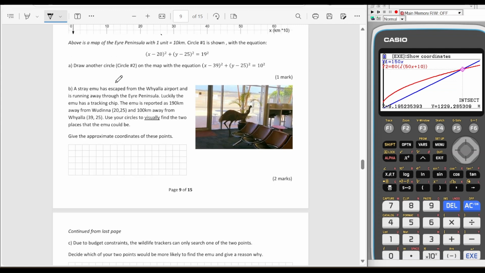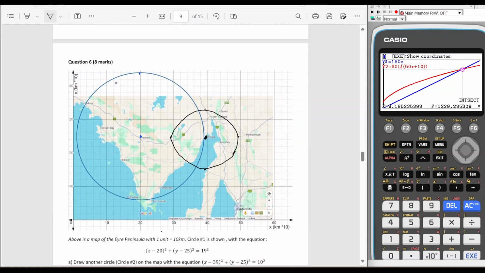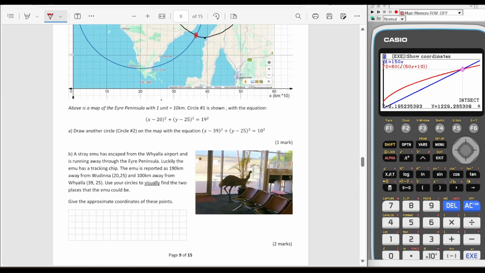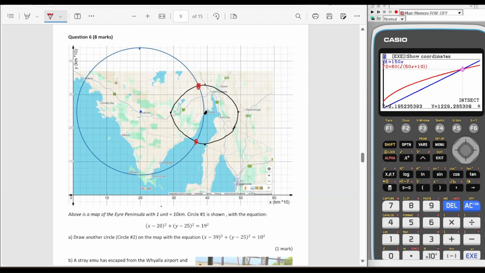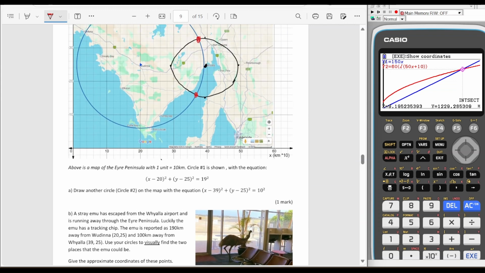So we're going to use the circles to visually find where the emu could be. Basically, what this question is asking you to do is to find the 2 spots where the emu could be. So it's this spot here or this spot here. So the approximate coordinates of these points. They're up the top. They both look to be at 37 on the x-axis, and the first one is at 33. So 37 and 33 would be the first one, and 37 and, let's see, 18.